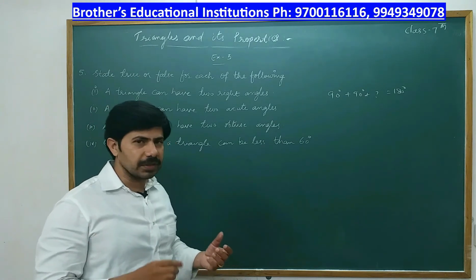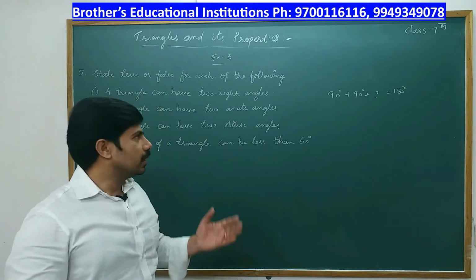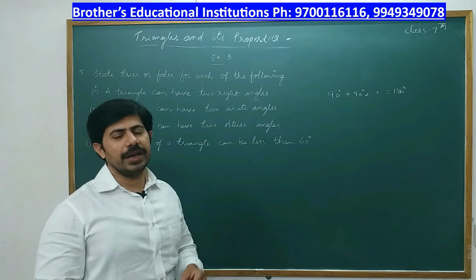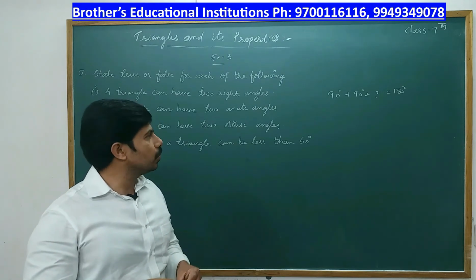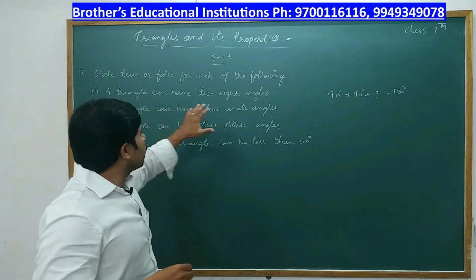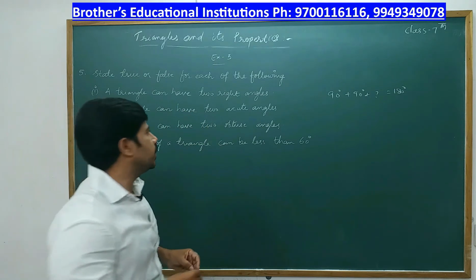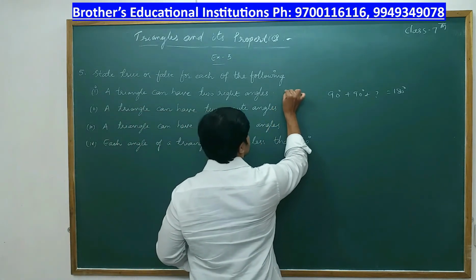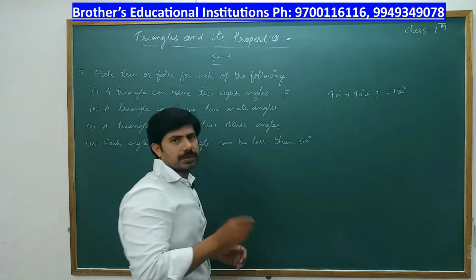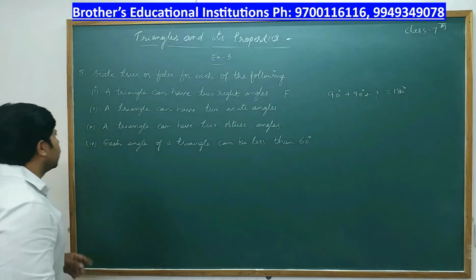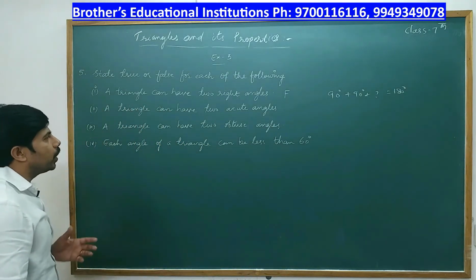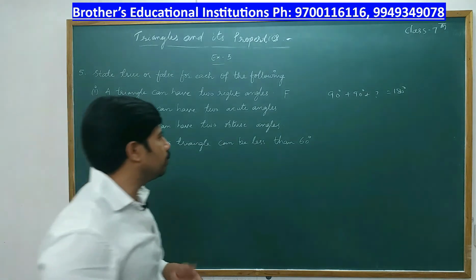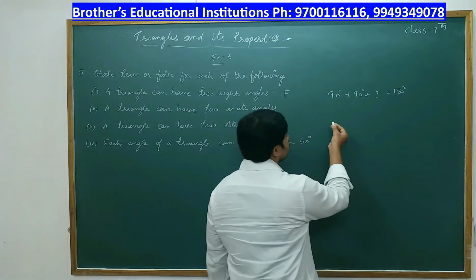The reason is, if the third angle is 0, it won't form a triangle with 0 degrees. So a triangle can have two right angles is a false statement. The reason is the third angle will be 0, which is not possible. So it is false. Next is, a triangle can have two acute angles. Yes, it is possible.